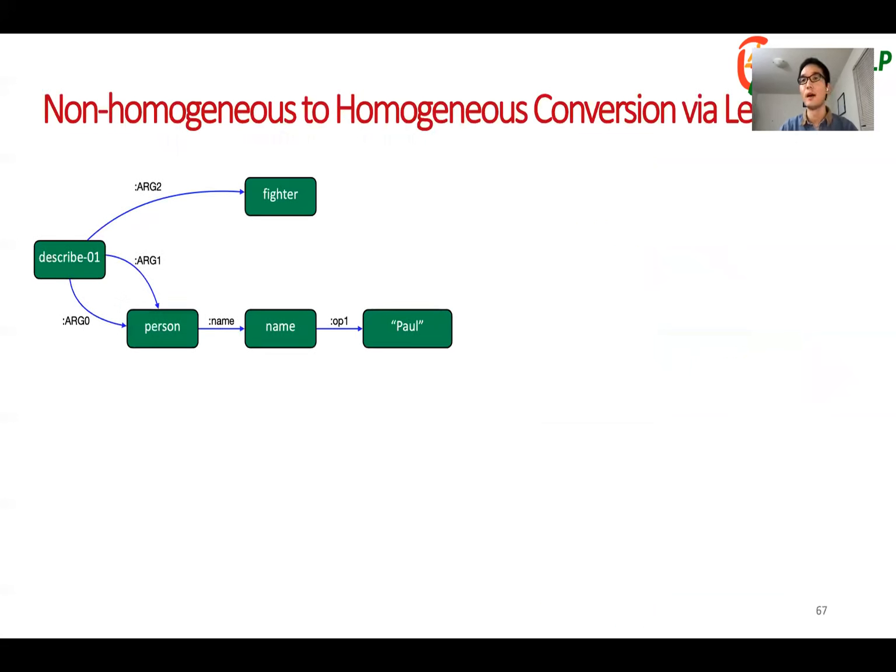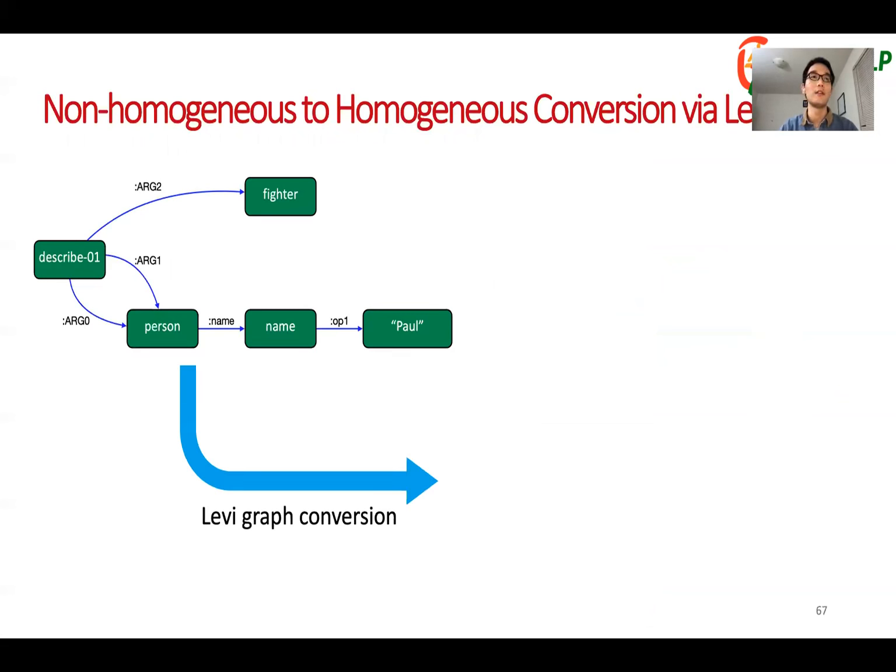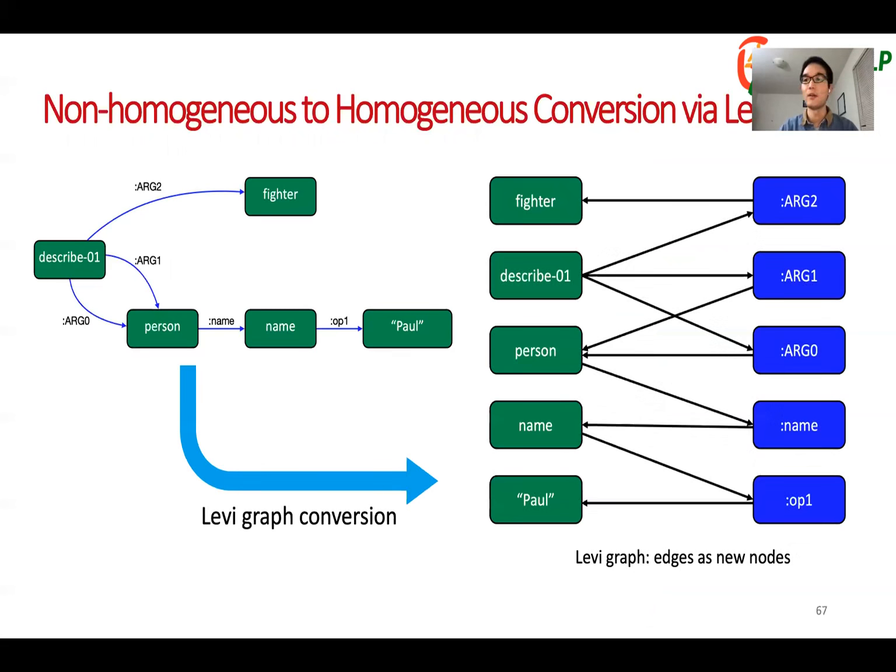Given a non-homogeneous graph, which contains various edge types, we can leverage Levi graph conversion to convert it to a homogeneous graph. Then we can simply apply homogeneous GNNs to the graph. So the key idea is to regard each edge in the original graph as new nodes and connect original nodes and new nodes. As a result, we will get a bipartite graph.